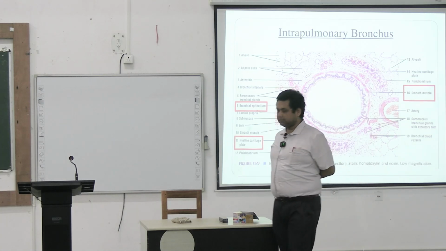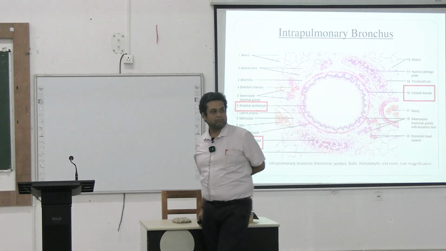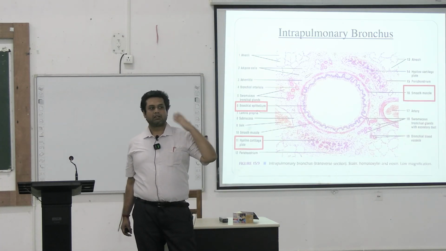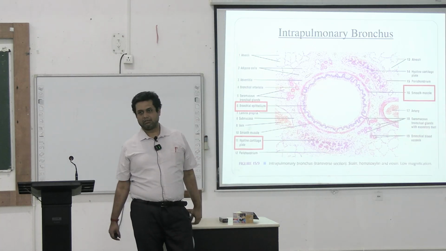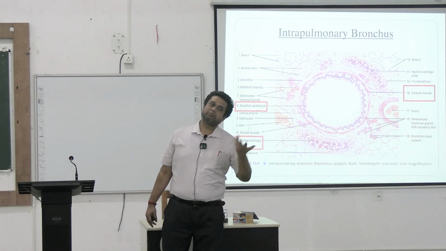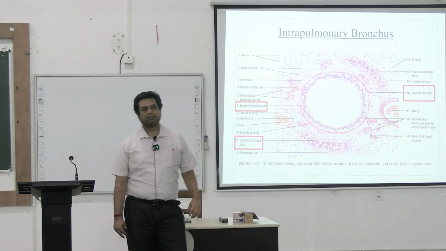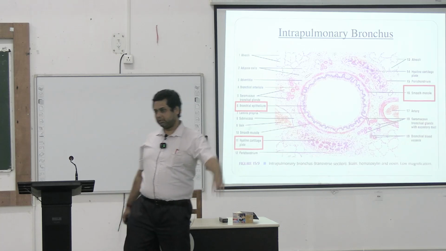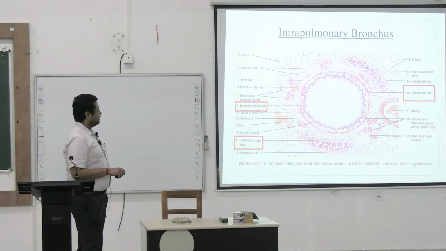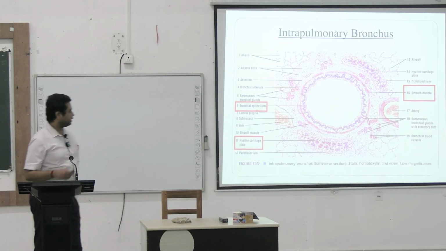So what will happen if there is restriction of airflow? Hypoxia. Dyspnea. What do you mean by dyspnea? Difficulty in breathing. Alright. So there are this epithelial layer and the smooth muscle layer.